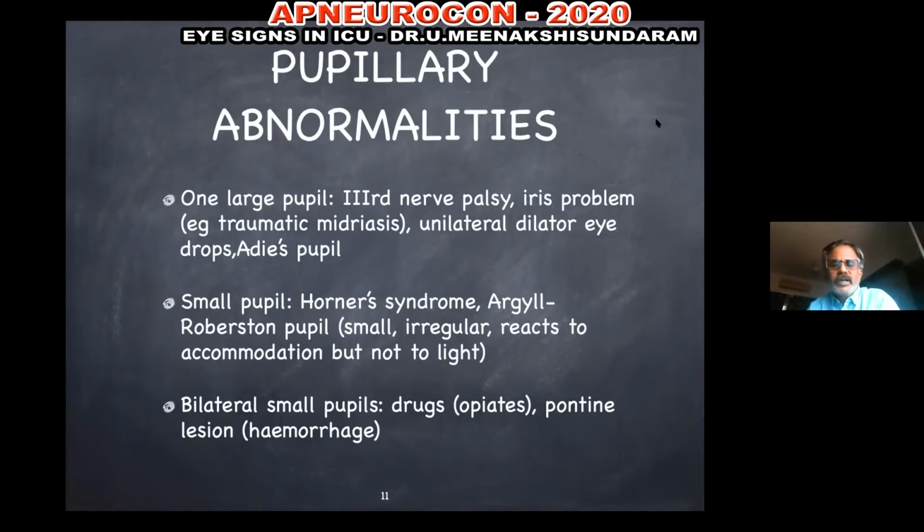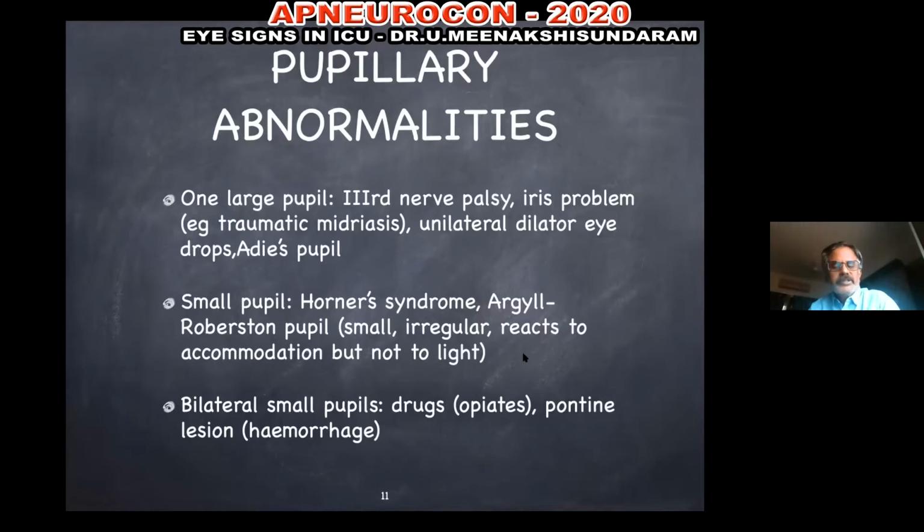So if you see one large pupil, the problems could be third nerve palsy, iris problems, unilateral eye drops, or Adie's pupil. But if you see a small pupil, definitely constricted, it is Horner's syndrome, and then a small irregular pupil which reacts to accommodation but not to light is ARP.